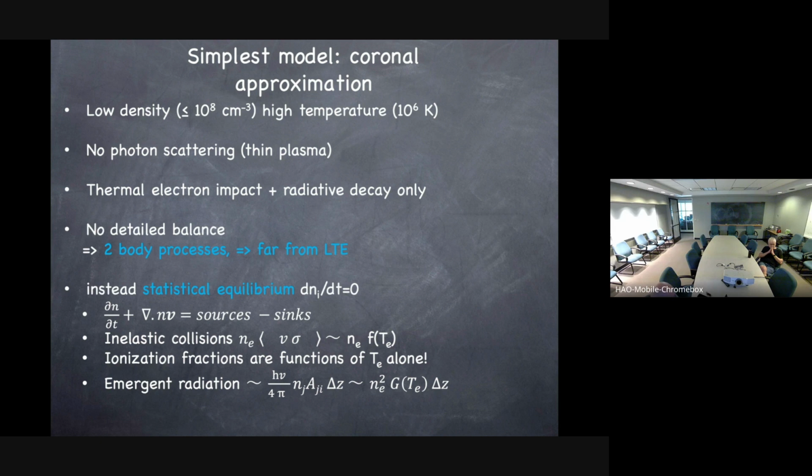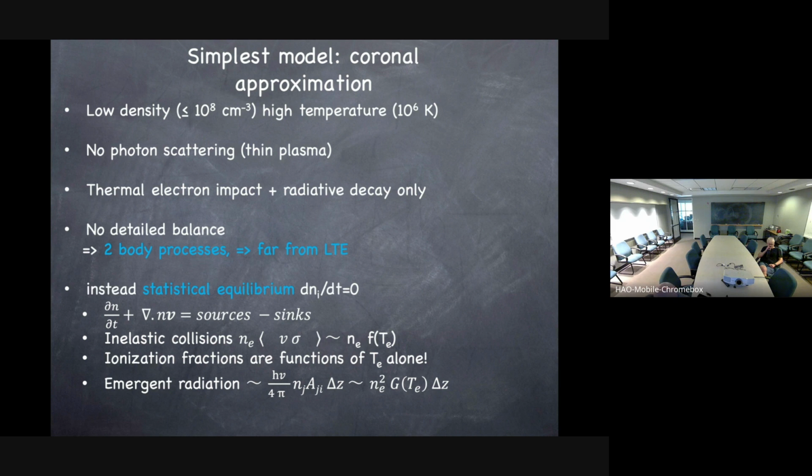Remember, these are long-lived states compared with any atomic time you want to think of, like the radius of the atom divided by the speed of the electrons or whatever. These are really static things compared with that. And so for each one of these levels, with a subscript i on that partial dN by dt and divergence, we would say that's equal to the sources of that atomic level minus the sinks.